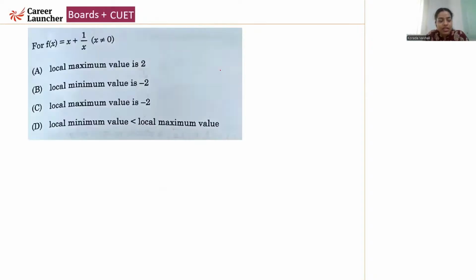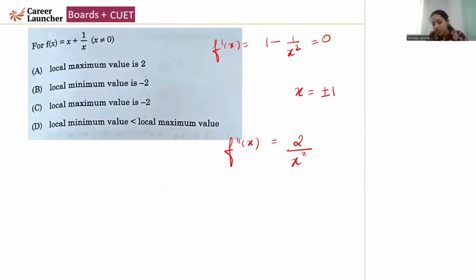Now question number 8 is, for the given function, we need to comment on the local maxima or minima. So let's first of all calculate f dash x, which is equal to 1 minus 1 by x square. Now, if you equate this to 0, you will see the value of x is either +1 or -1. Right? Now, let's calculate the double derivative of this expression, and you will see it is going to be 2 by x to the power 3.